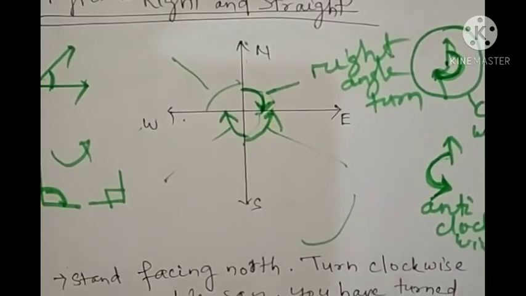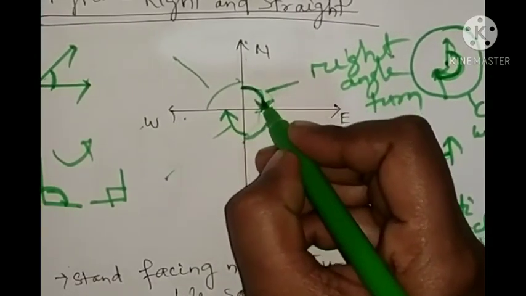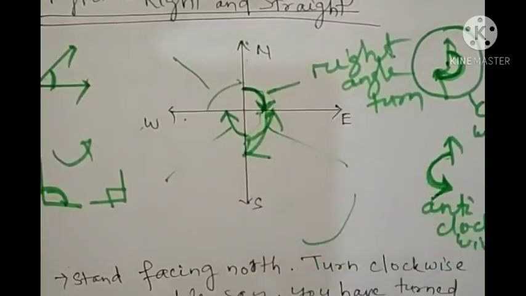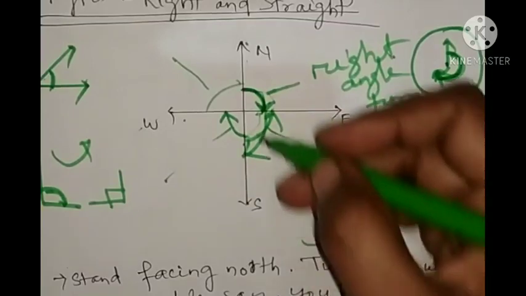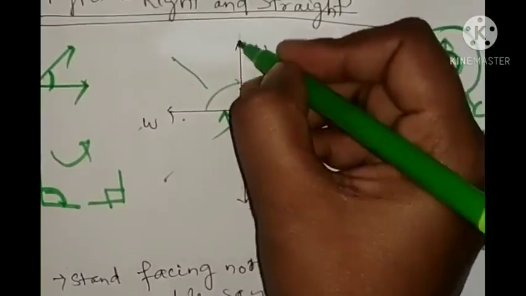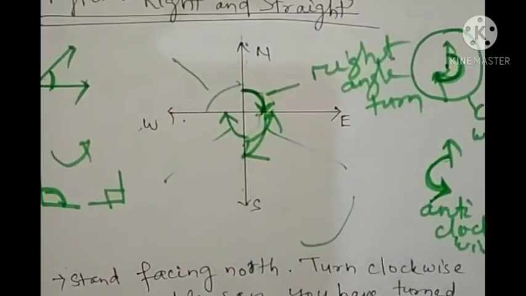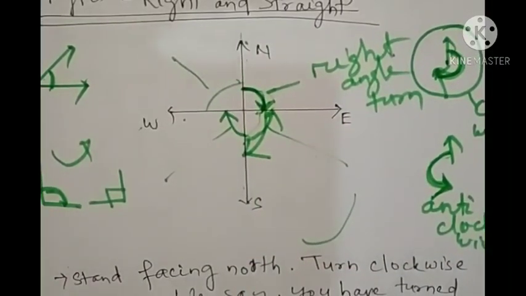So it is called, look at here, from here to here. Okay, so we have two right angles. So that is known as, this one is forming north-south. It is a straight line. That's why it is known as straight angle.